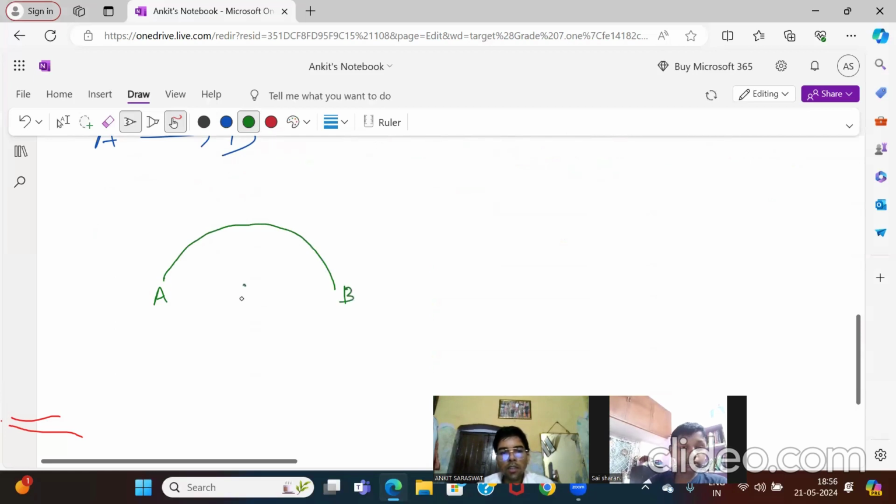This is the center. This is the radius. I want to know, first of all, what is the distance? What is distance and displacement? First question I am asking you. Tell me.